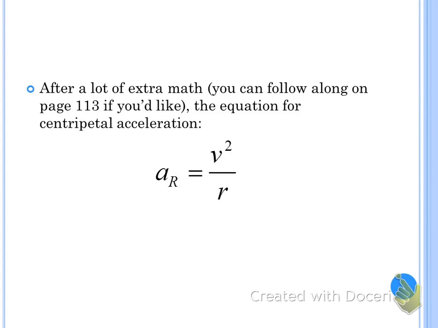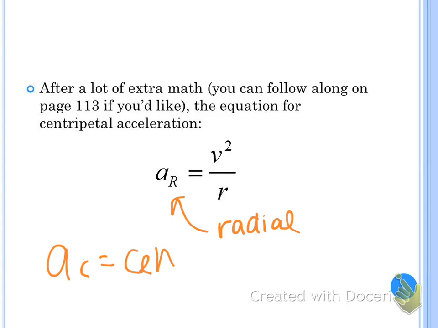You can follow along with all the math on page 113 if you want, but essentially what we're looking for here is the centripetal acceleration, or the radial acceleration, as your book calls it. And the radial acceleration is found by taking v squared over r. So this subscript r stands for radial. That's what your book calls it. Some of them call it a sub c for centripetal acceleration. It means the same thing.